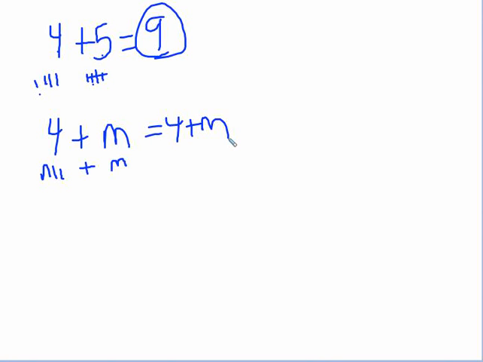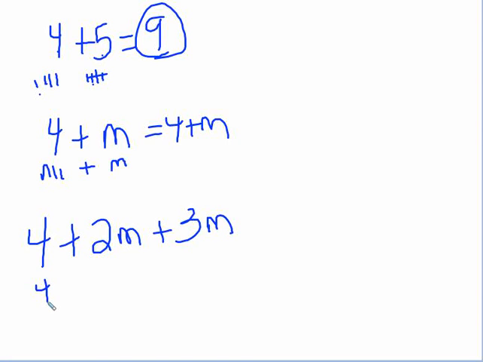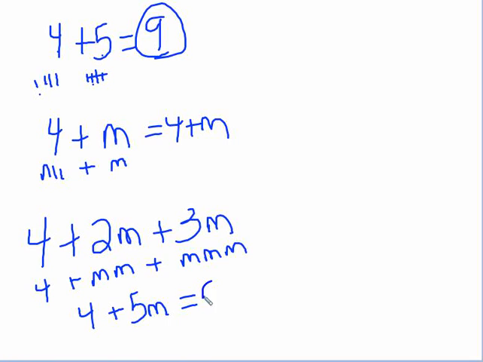But let's say I was adding 4 plus 2m plus 3m. In this case, I have 4, I have m, and I have m, and m. So I technically have 4 and 5m. So my answer in this case would be 4 plus 5m. For proper notation, we always write our variable term first. So 5m plus 4 would actually be my simplified expression.